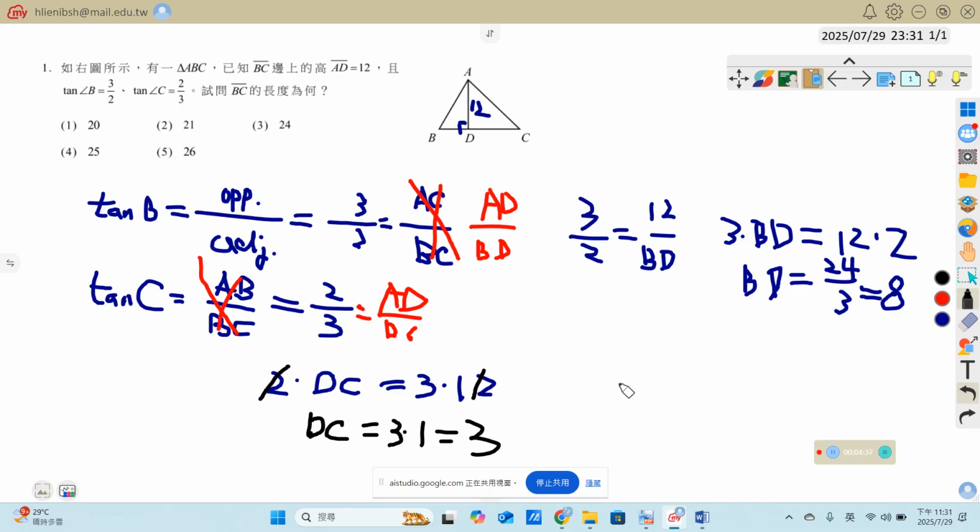I cancel 2 on both sides. So DC equals 3 times 1, which is 3. You're almost there. The equation is 2DC equals 3 times 12. So what is 3 times 12? And then what is DC after dividing by 2?